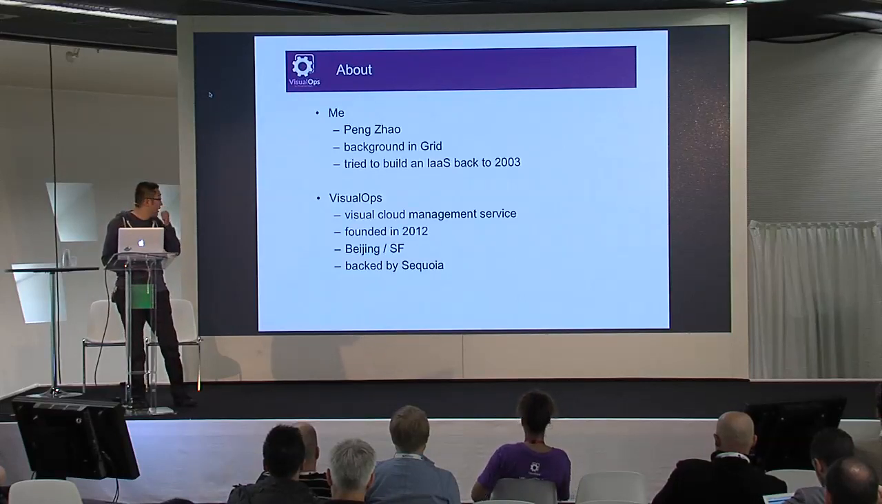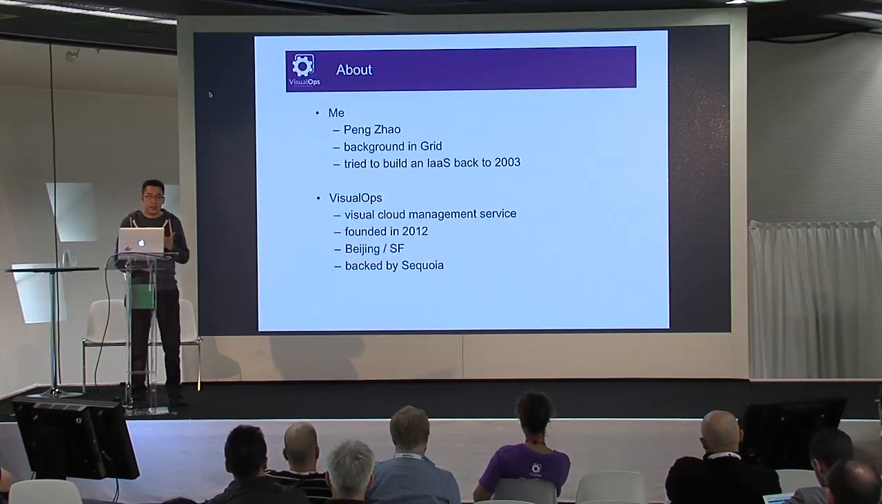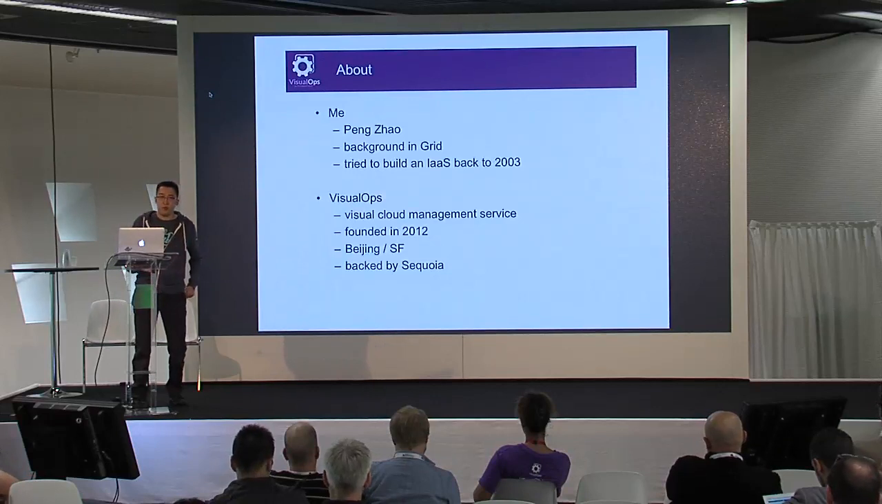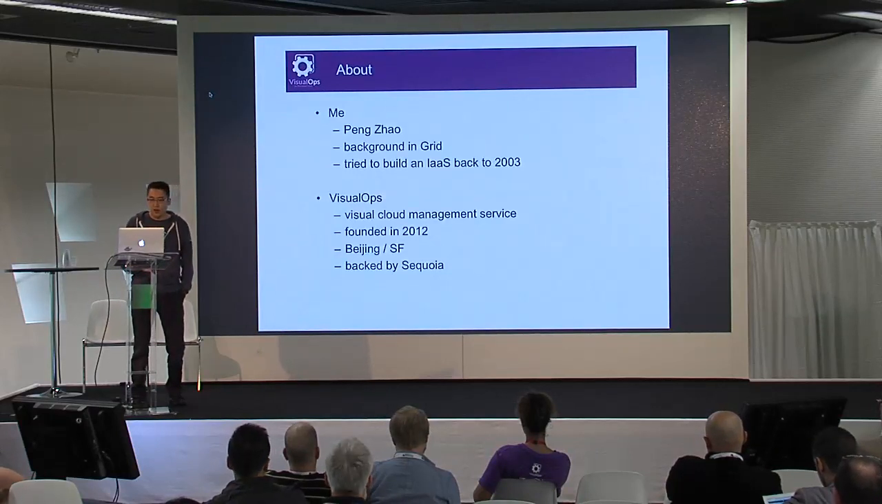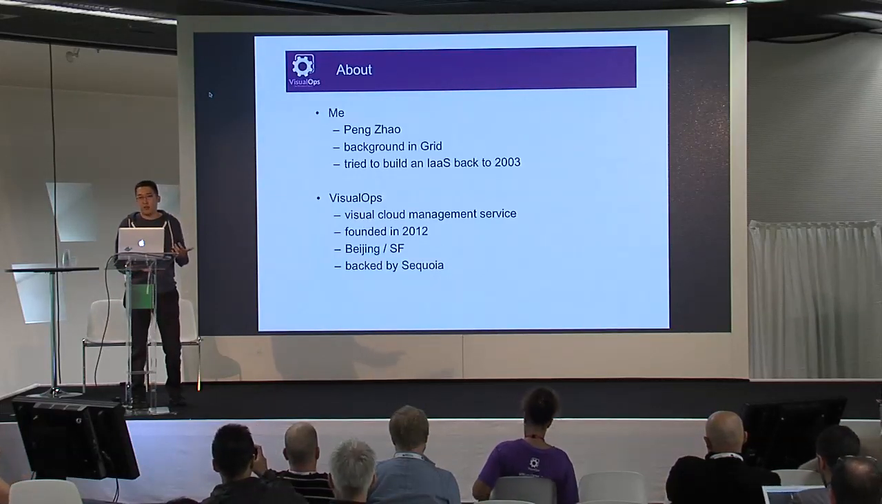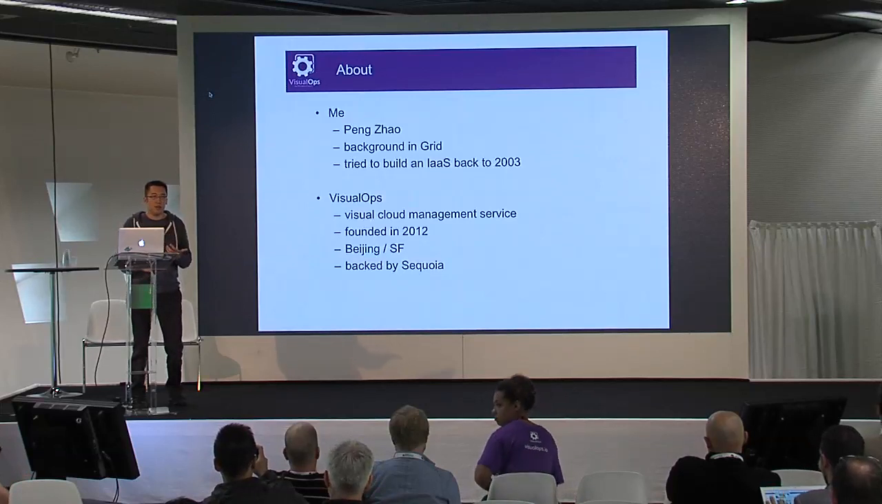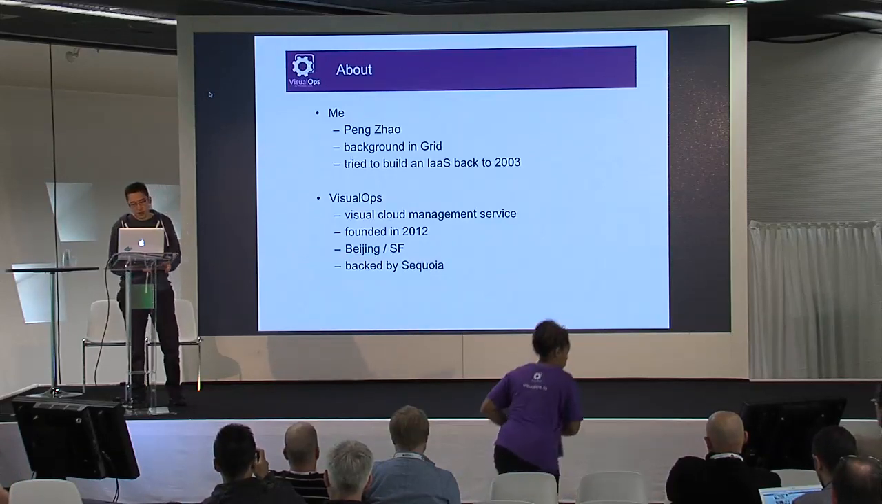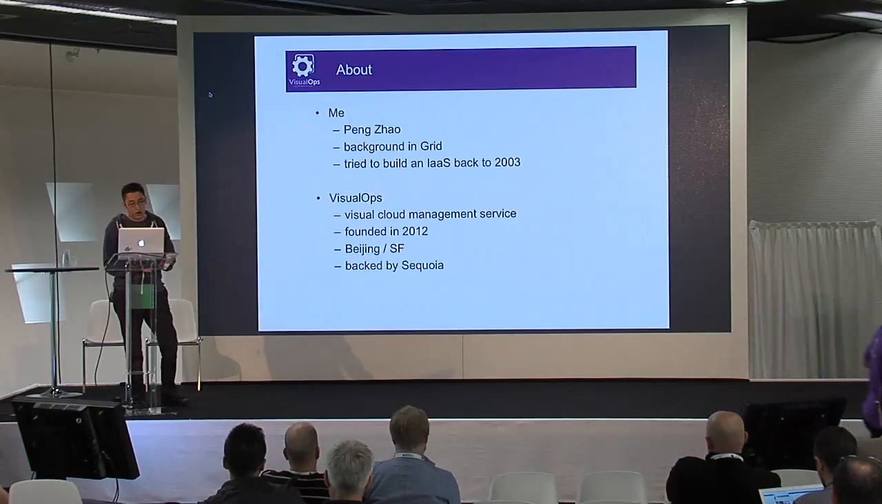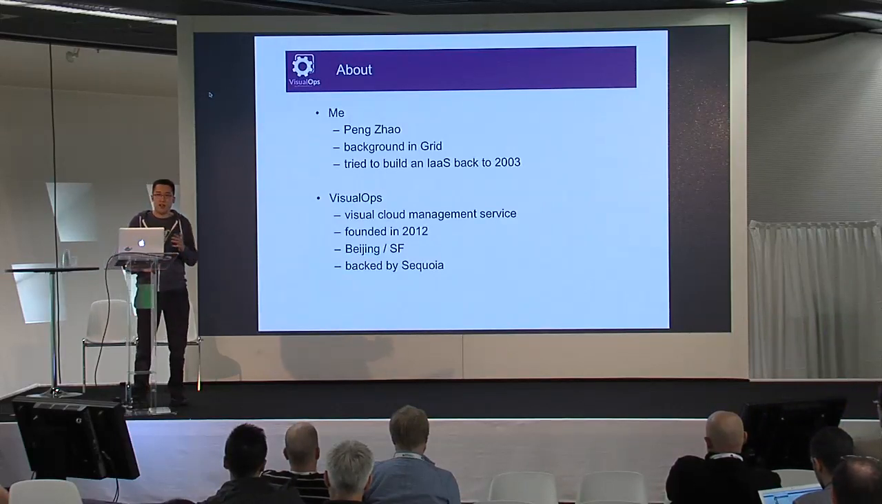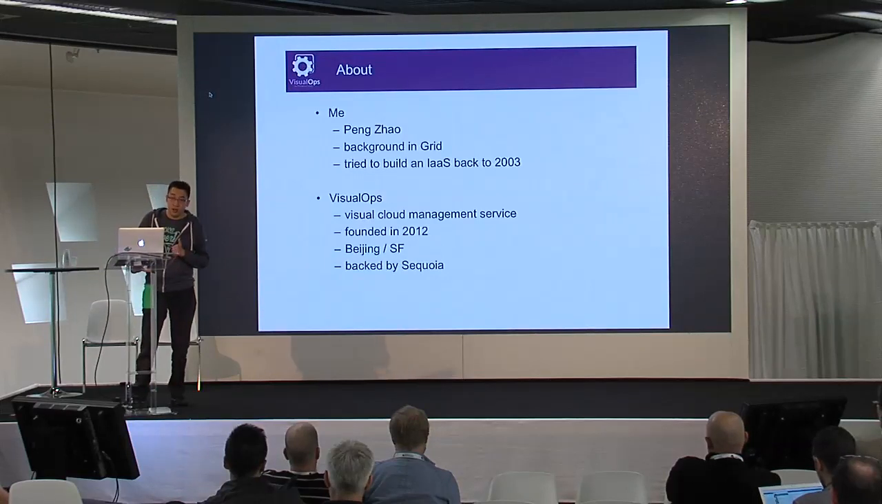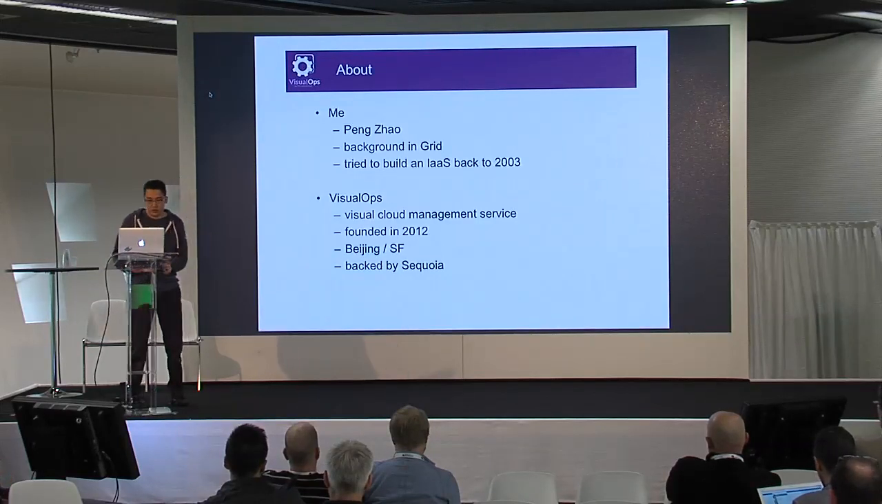VisualOps itself is a visual cloud management service, a SaaS service for you to build your application in the cloud. Currently, we support OpenStack, and we previously supported AWS as well. The company was founded in 2012, and we are mostly rooted in Beijing and have a branch in San Francisco. We raised a round last year from Sequoia.